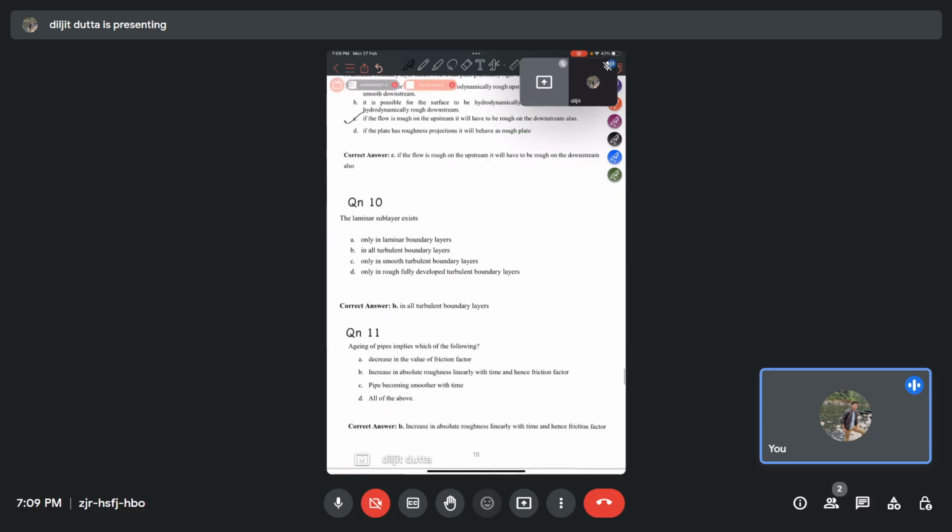A laminar sublayer exists. This will exist in all turbulent boundary layers. In every turbulent boundary layer, a laminar sublayer will exist always. Sorry, it's not always. In the case of a hydrodynamically smooth surface, if the surface is smooth, then below the turbulent boundary layer there will be a laminar sublayer.